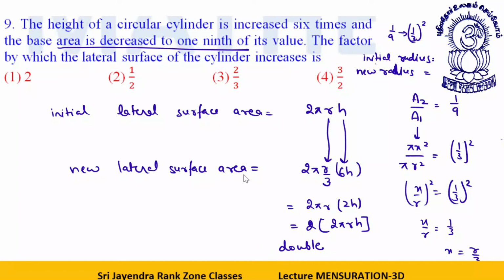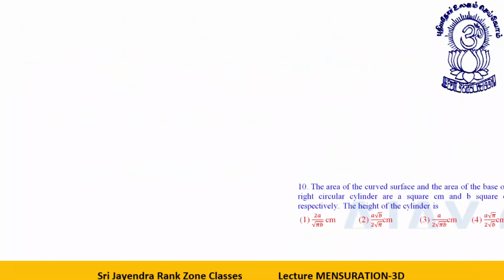The factor by which the lateral surface area of a cylinder increases is actually the wrong word. If it's actually as increases, it is only one time. This 2 should be converted into 1. By how much? What factor does the new surface area of the previous surface area? Then the answer would be 2. Okay.